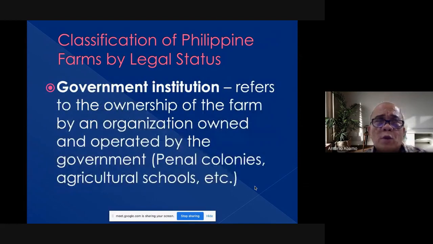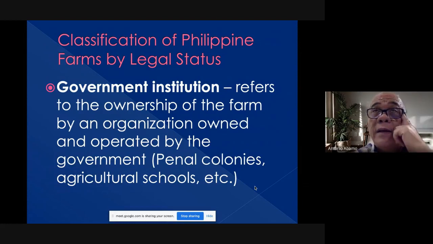So not only can it be operated singly by an individual person, a corporation, a partnership, or a cooperative, but it can also be run by public funds, by the government. In other words, the government can also operate their own farms. There are many farms operated by the government. That refers to the ownership of the farm by an organization owned and operated by the government. It's provided by law.